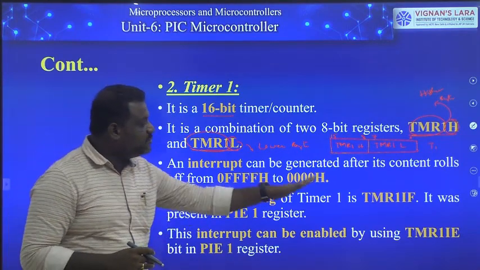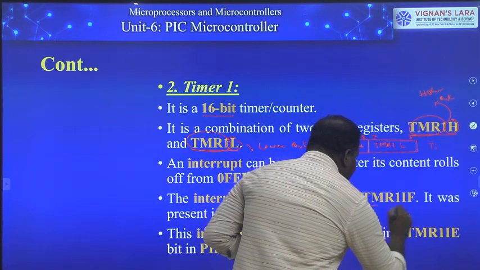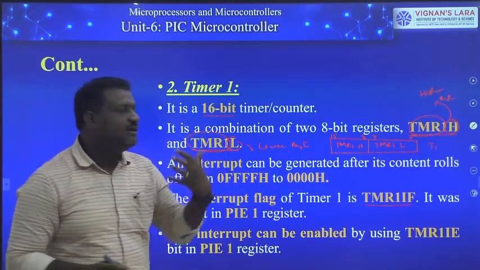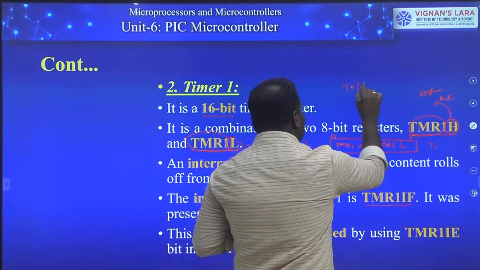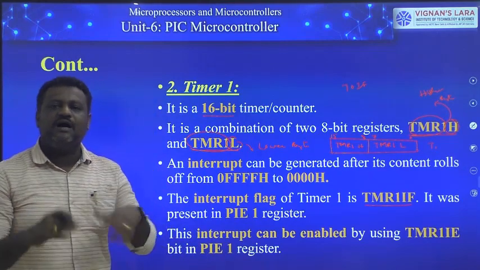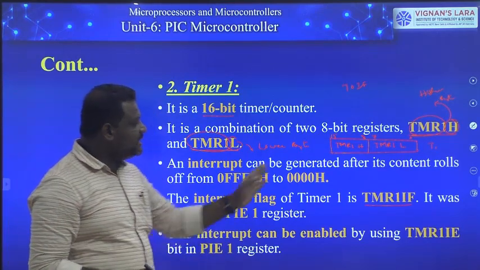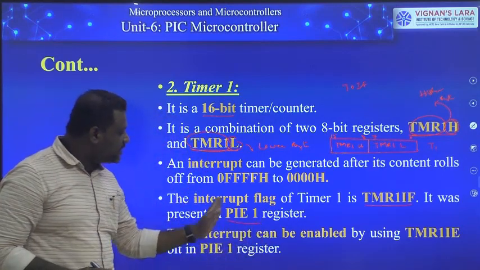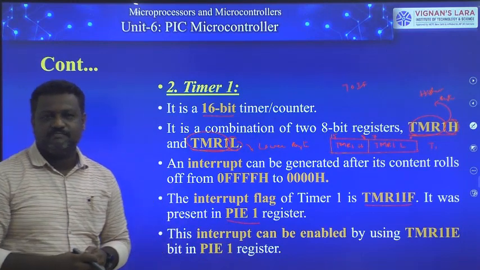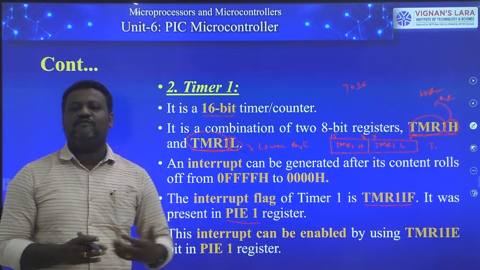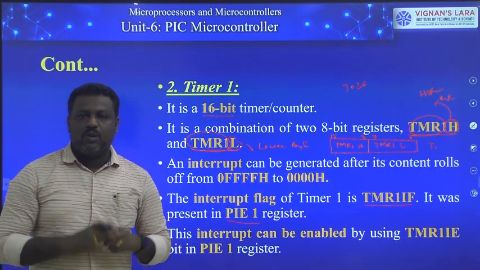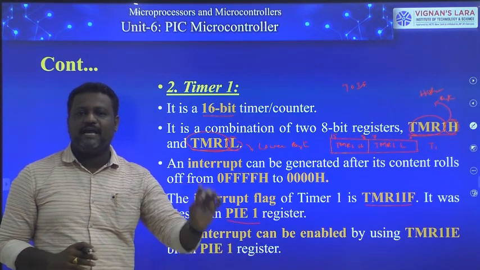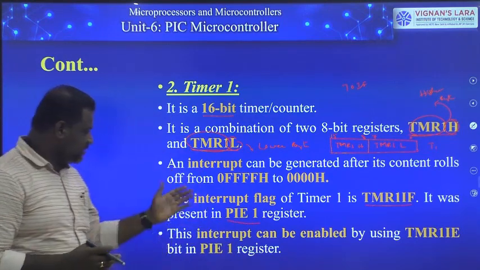The interrupt flag of timer 1 is TMR1IF. What's the timer overflow flag of timer 0? That was T0IF. T0IF is present in the INTCON register. But now this TMR1IF is present in the PIE1 register. That means peripheral interrupt enable register 1. The timer 1 related overflow flag was TMR1IF, which is present in the PIE1 register, but the PIE1 is peripheral interrupt enable register 1. So that's the meaning of this.